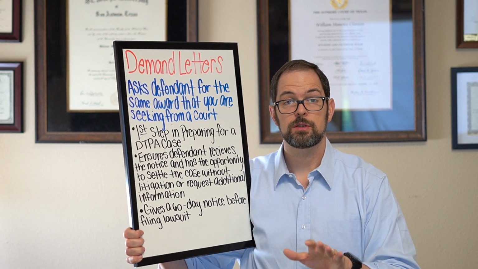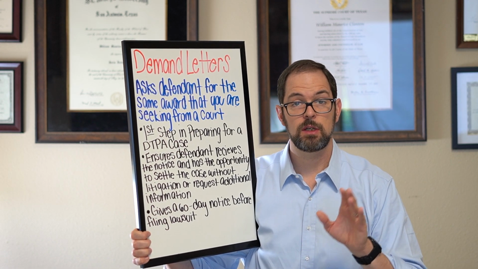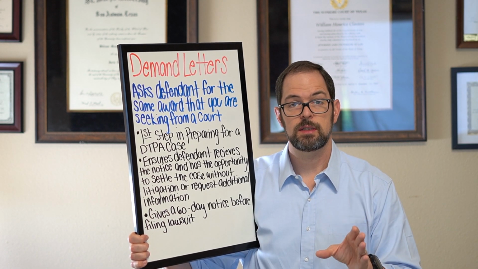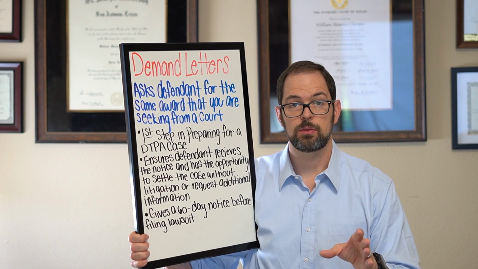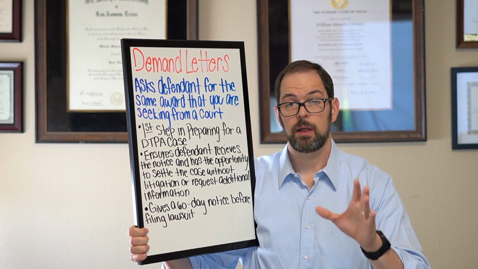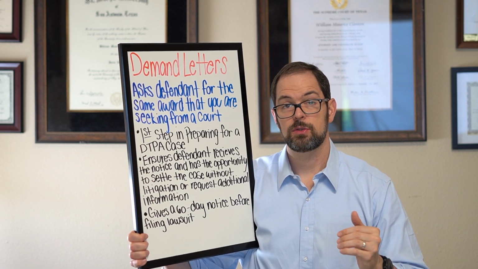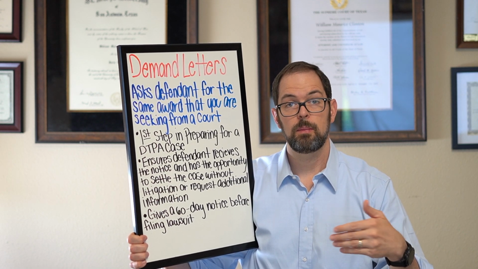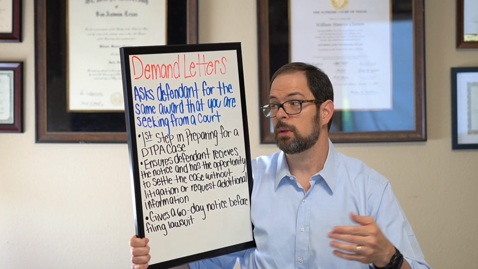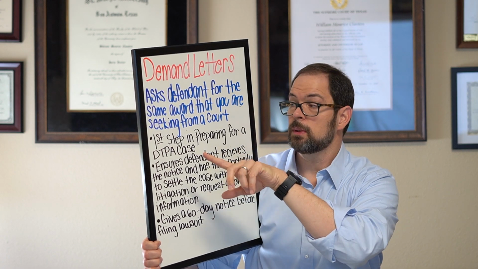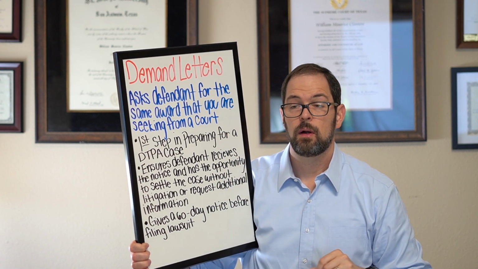Now, one of the things that's required by the DTPA is a demand letter. The demand letter has to be sent 60 days before you file a lawsuit. The demand letter should set out all the facts giving rise to your case under the DTPA and make a monetary demand under the DTPA. You ask the defendant for the same award that you'd be seeking from a court.